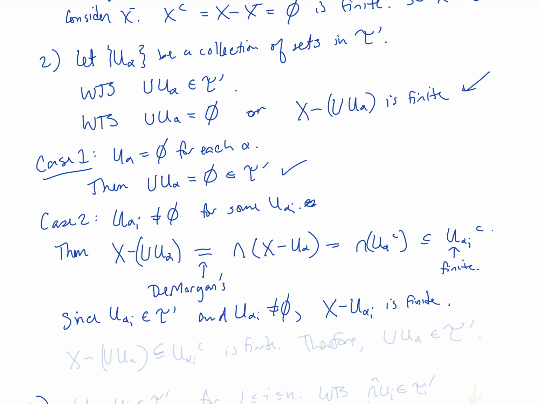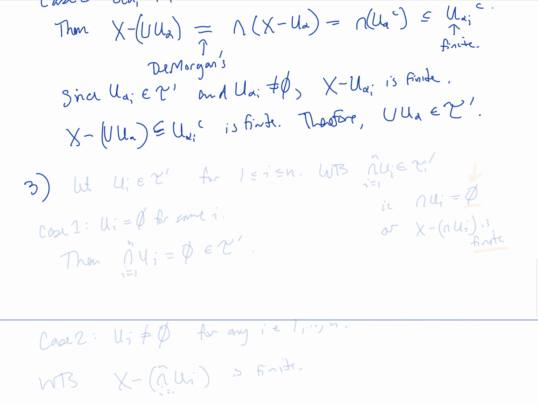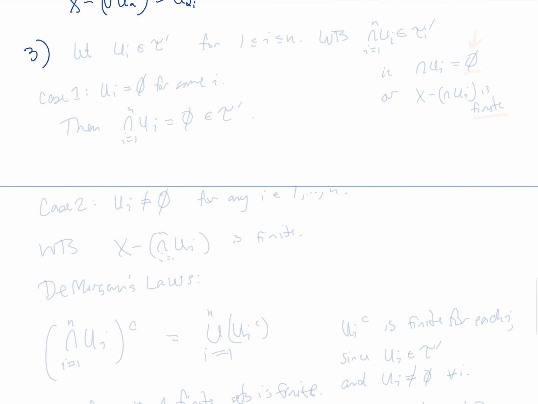So what we have is that X minus the union of the U alphas is a subset of U alpha I complement, which is finite, and therefore the union of this collection of sets is in tau prime. The last property of being a topological space is that the intersection of elements of the collection is also in the collection.